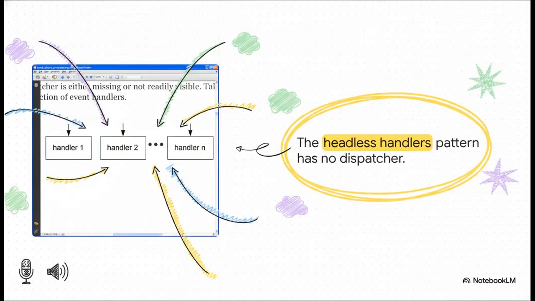But architecture is super flexible. In what's called a headless variant, the dispatcher is actually entirely removed. We're just left with a direct collection of handlers. This is really typical in publish and subscribe systems. The events go straight to the handlers that are subscribed to them, which completely streamlines the process when you just don't need a centralized traffic cop.